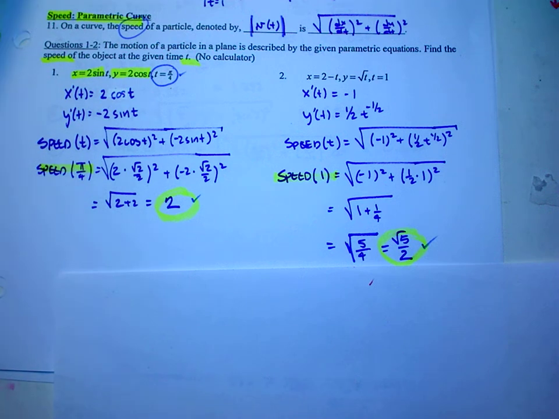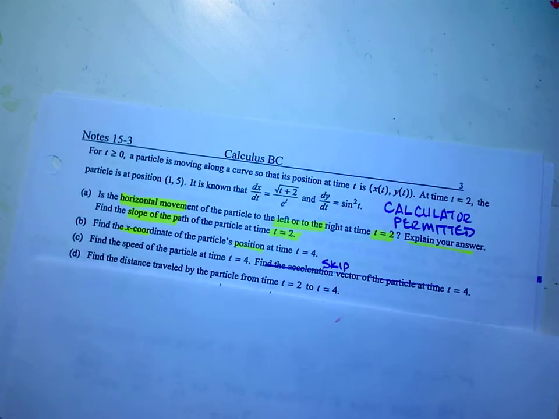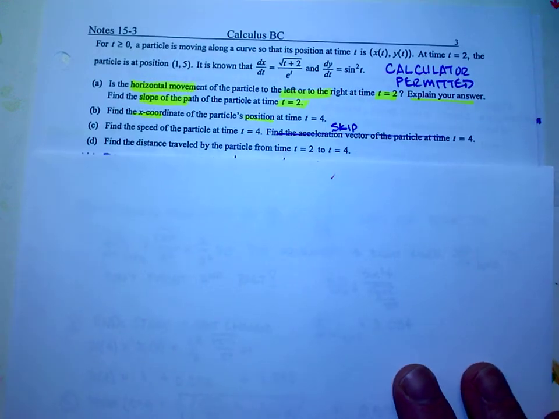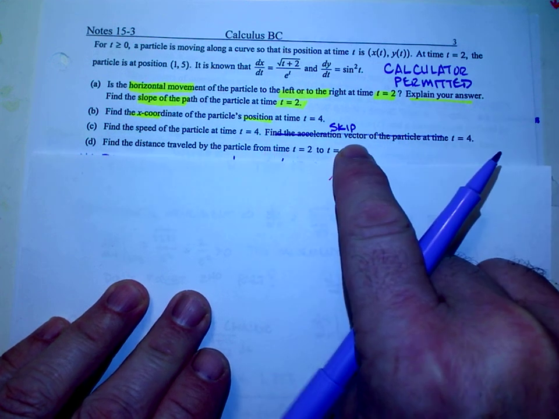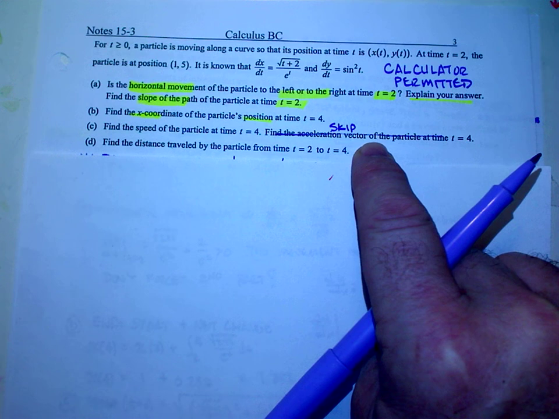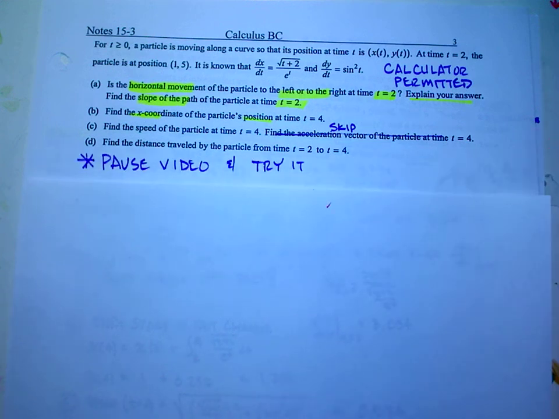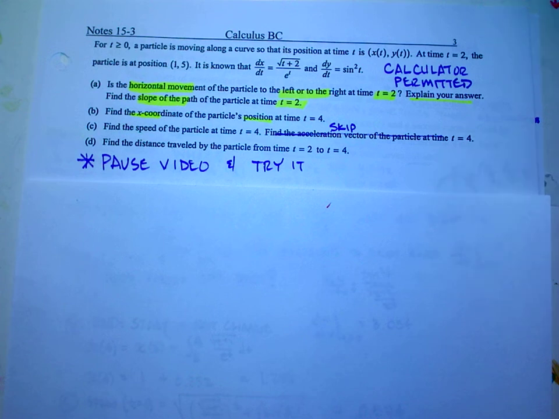Now, let's take a look at our next problem. And our next problem, you'll see, is an extended response problem that I'd like for you to try. First of all, it is a calculator permitted problem. There is one part of this that we are going to skip. We haven't covered acceleration vectors yet, but I would like you to go ahead and pause this video and try this on your own. This is one that does use some of the same things we've just done, and I think this is a good one for you to try. So I'm just going to pause a second so you can pause your video and go ahead and try this problem.